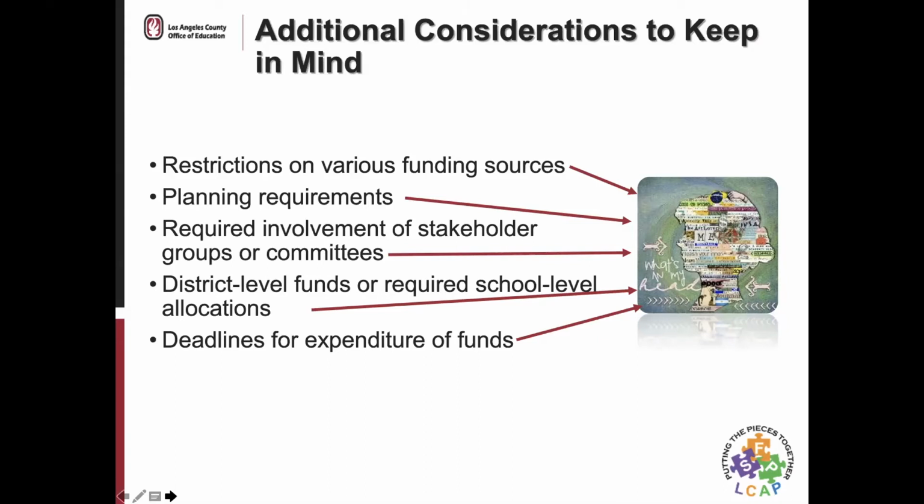Required involvement of stakeholders or committees. Is there anything required? And if not, then what's good practice that you're going to do? But if there are specific requirements, are they included? District level funds for required services. Are funds district level, or are they allocated to schools? Some federal funds require school level allocations, others don't. That makes a big difference in how you can use those funds. So important to know that. And then, as we keep saying, deadlines for expenditure of the funds.